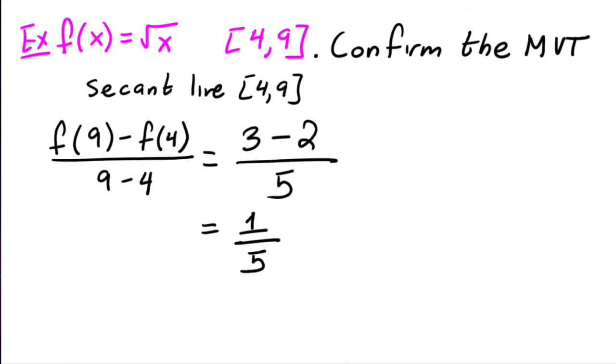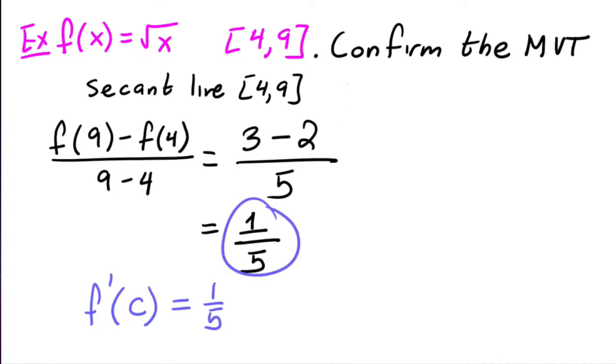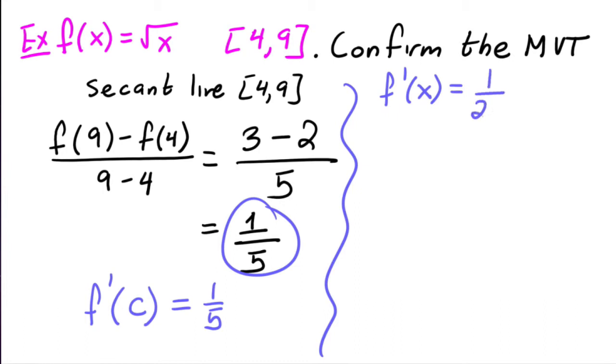Okay, so then basically what the mean value theorem says is that find a point c where the derivative is equal to that secant line slope, 1/5. So, okay, let's find the derivative first. That's just equal to 1 over 2 root x. And so all we need to do is set 1 over 2 root c, or f prime of c, equal to 1/5. And we're just solving for c now.